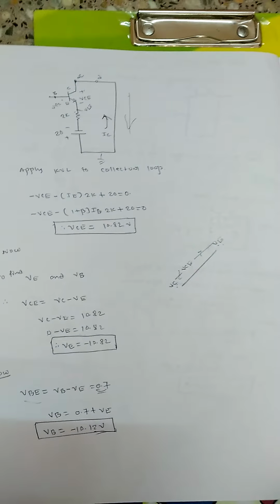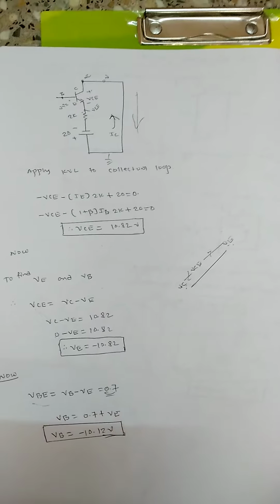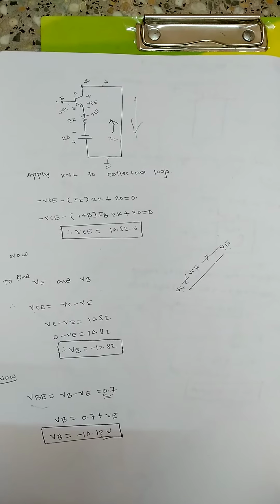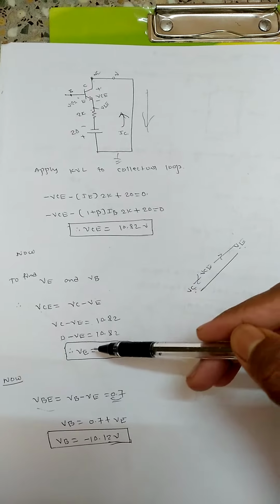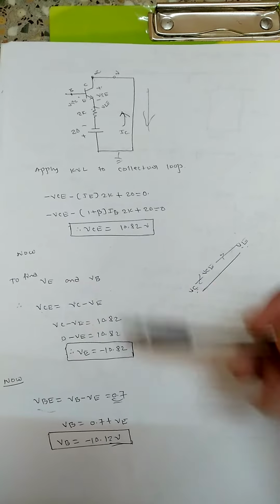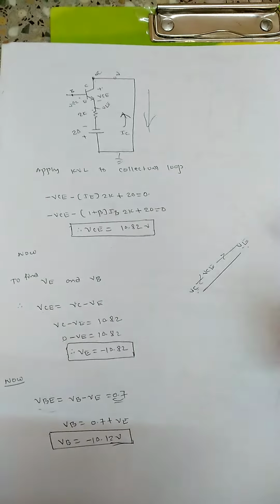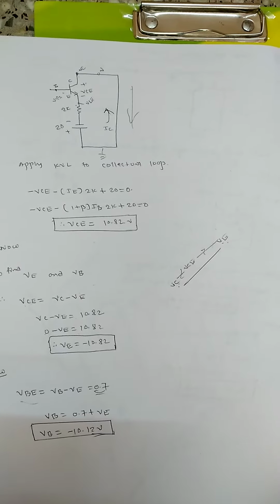Okay, so like this, with the help of KVL to the collector loop, we can find out the VCE, VE and VB values. Once you find out VCE, we will be getting VE and VB easily, because we need to take VCE and VBE. So there we substitute these two values and we will be getting directly the output voltage at emitter and output voltage at base. Now coming to the next part, that is to find the stability factor for the given problem.